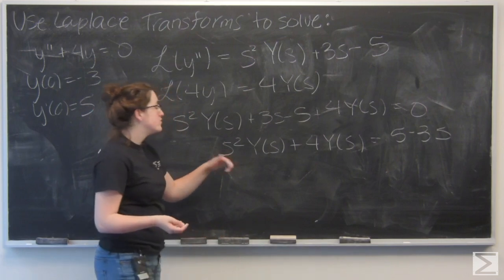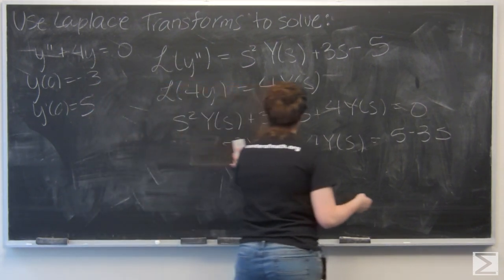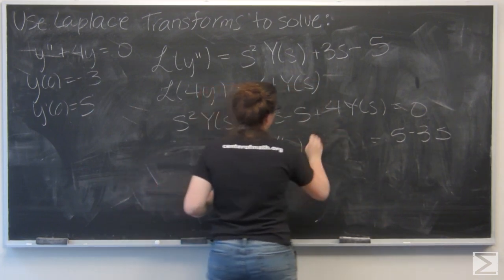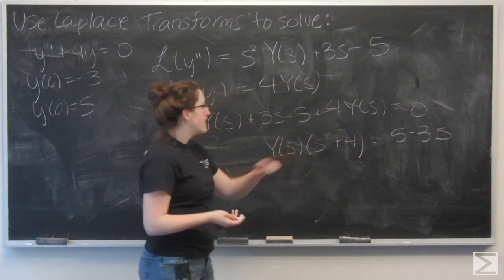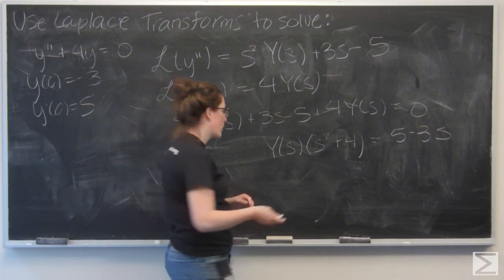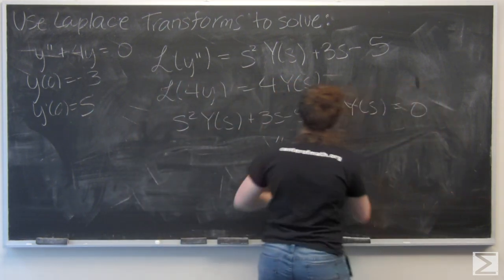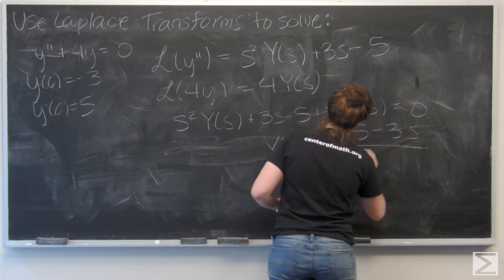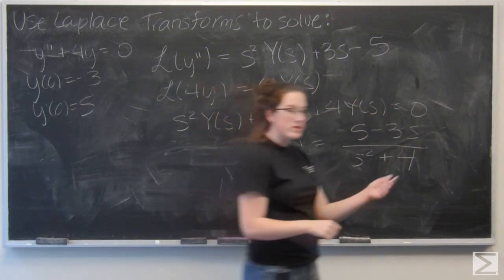And I'm going to go ahead and factor a Y of s out of these terms, which gives me Y of s times s squared plus 4, and let's go ahead and divide both sides of the equation by s squared plus 4. Okay, let me move over here.